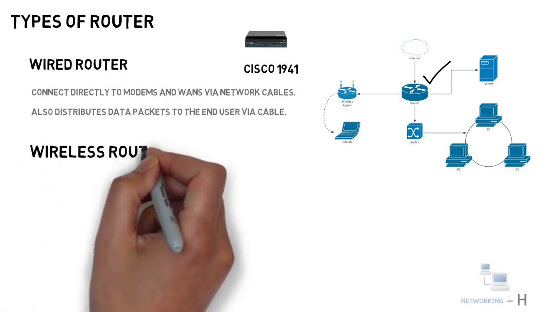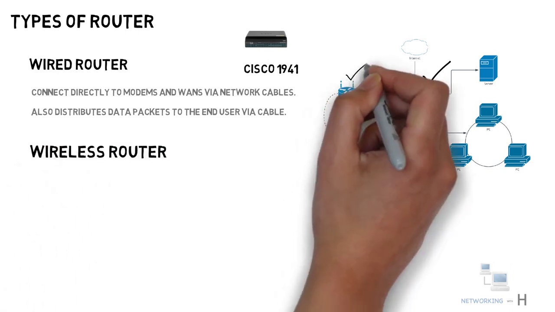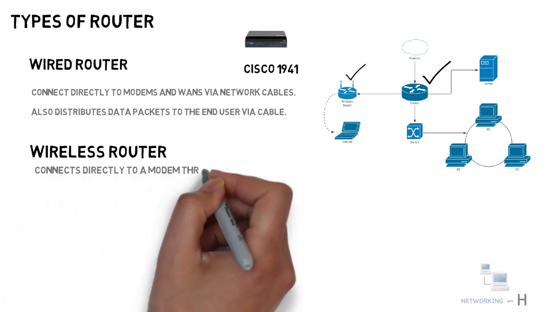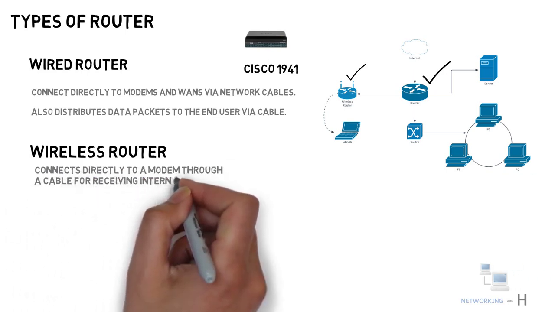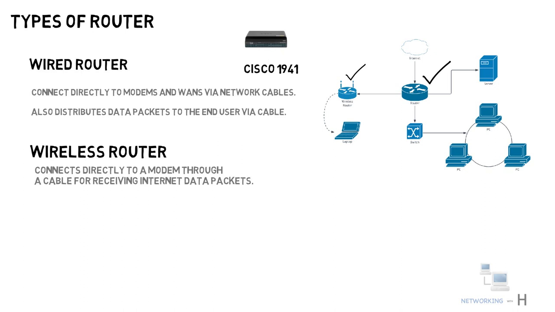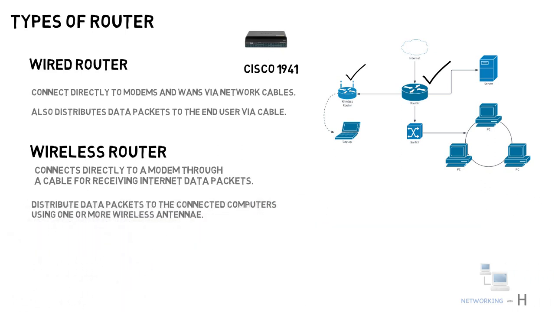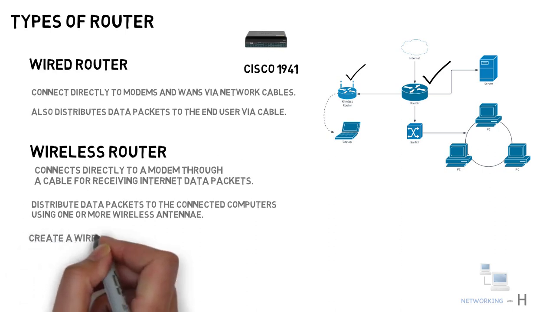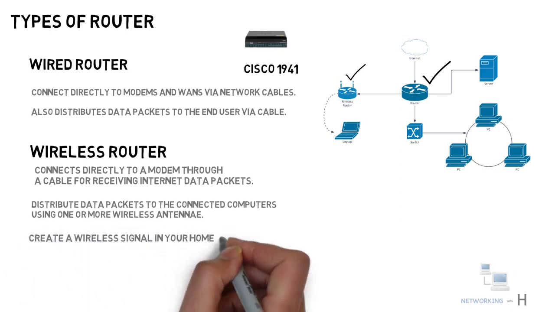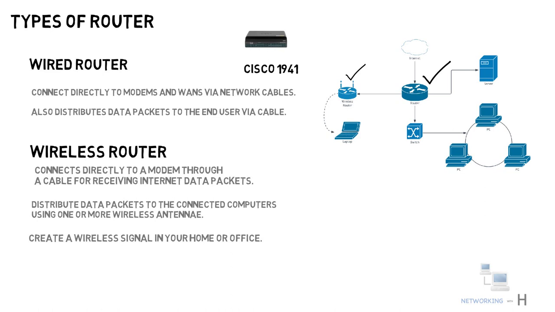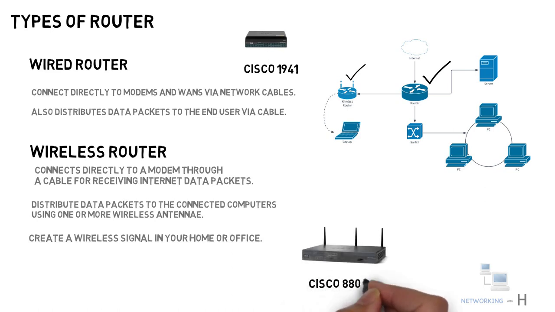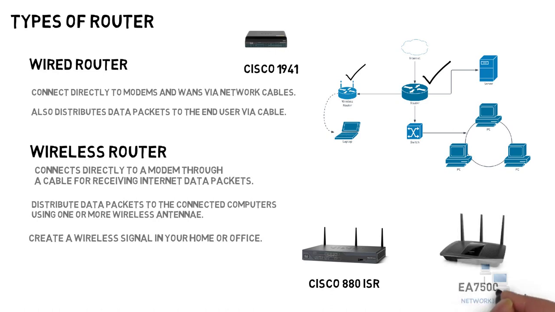The next type of router is a wireless router. A wireless router connects directly to a modem through a cable for receiving internet data packets and distributes data packets to the connected computers using one or more antennas. A wireless router creates a wireless signal in your home or office, so any PC within the range of the wireless router can connect to it and use your internet. Examples of wireless routers are Cisco 880 ISR and EA7500.